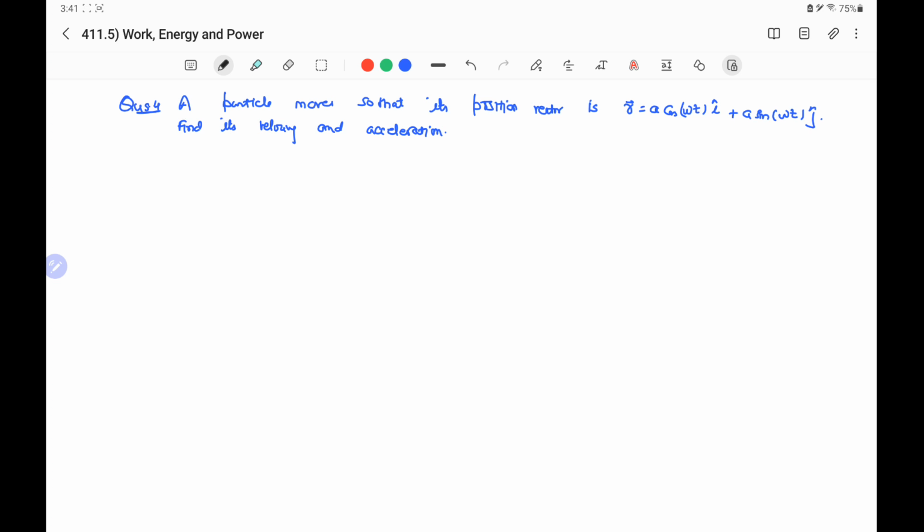Fourth question is, a particle moves so that its position vector is r equal to a cos omega t i plus a sin omega t j. Find its velocity and acceleration. The position vector of a point is given by a cos omega t i plus a sin omega t j. If we represent it in a two-dimensional coordinate system, this is the x-axis and y-axis. Along the x-axis the unit vector is i, along the y-axis the unit vector is j. There is a point P and the origin. From the origin, the position vector is represented by r, and the value of r is given in the problem.